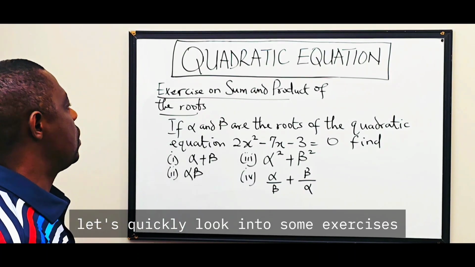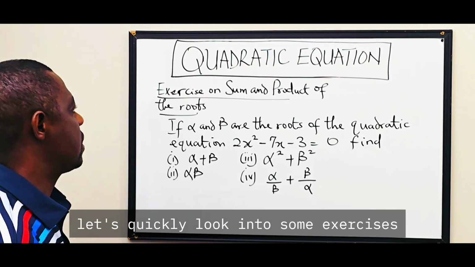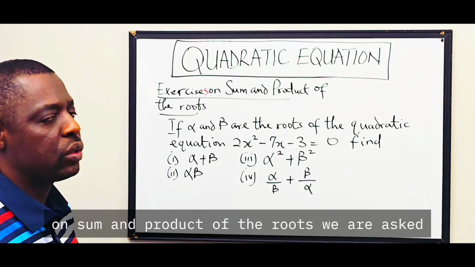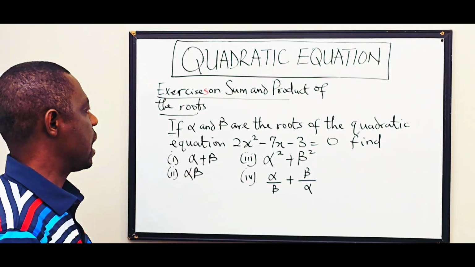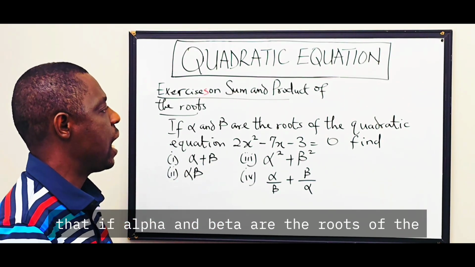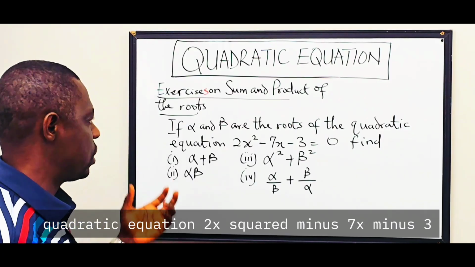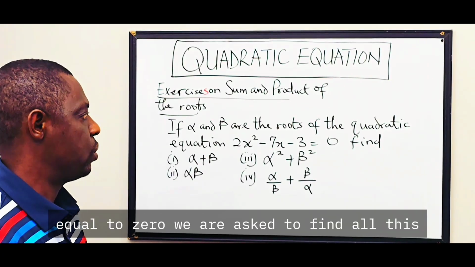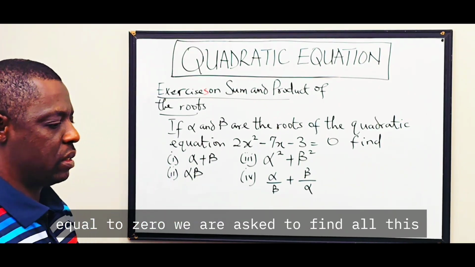Let's quickly look into some exercises on sum and product of the roots. We are asked that if alpha and beta are the roots of the quadratic equation 2x squared minus 7x minus 3 equal to 0, we are asked to find all this.